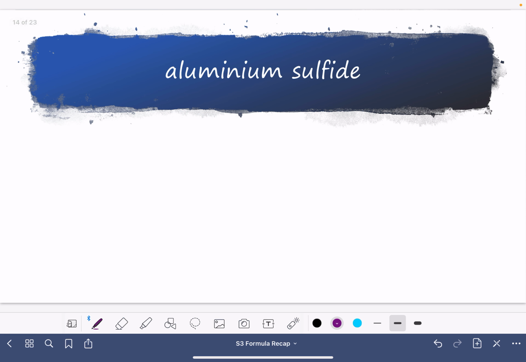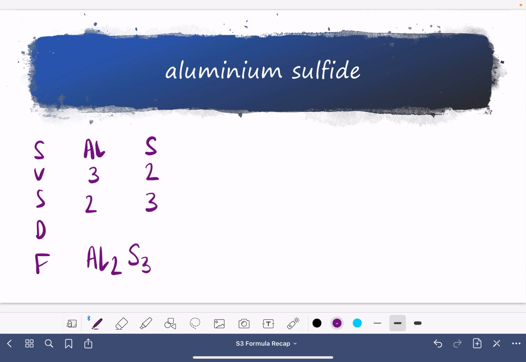Okay, aluminium sulfide, so SVSDF, Al for aluminium and S for sulfur. Aluminium's valency is 3 and sulfur's is 2. We swap them over, 2 and 3. Can't divide them into anything simpler, so that'll be Al2S3.